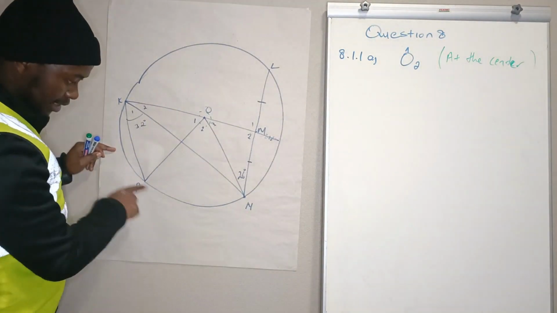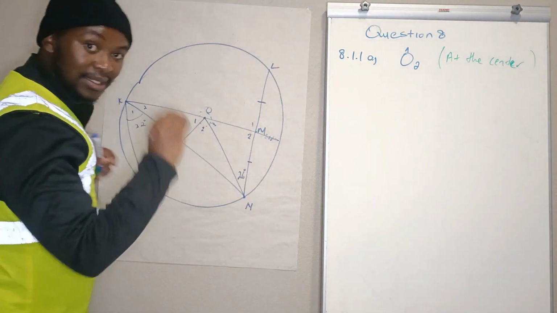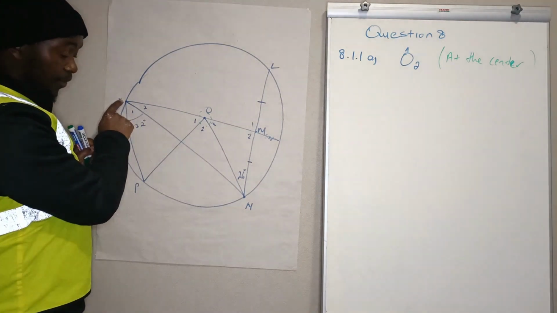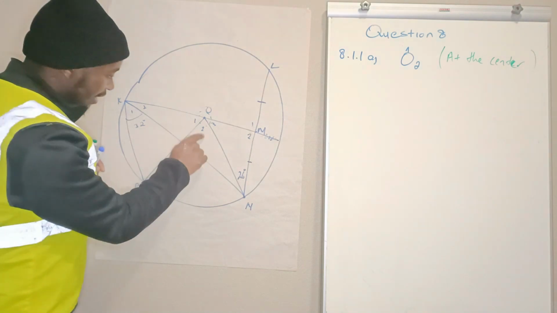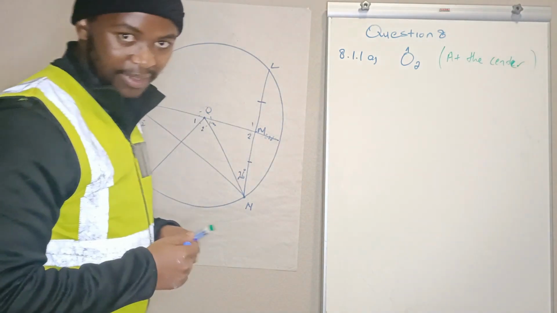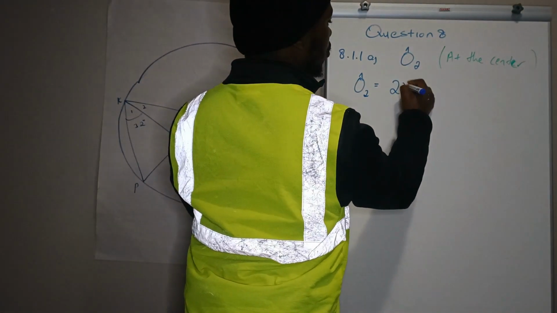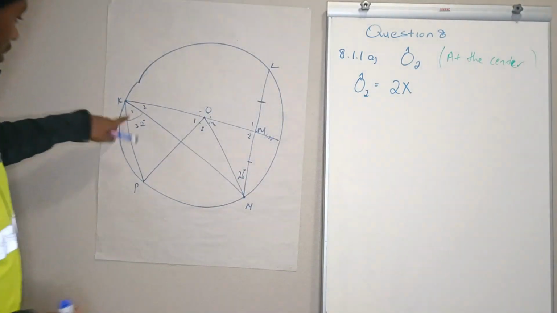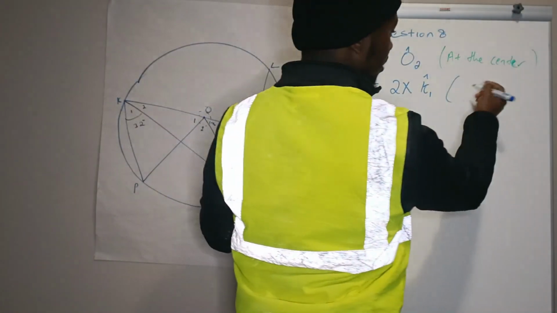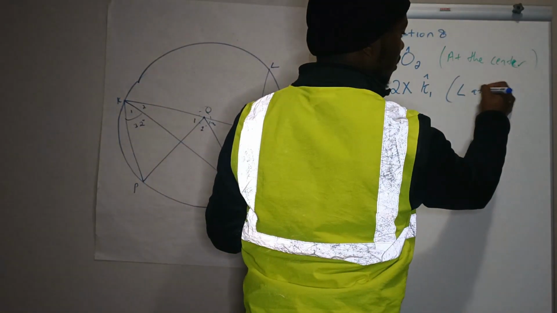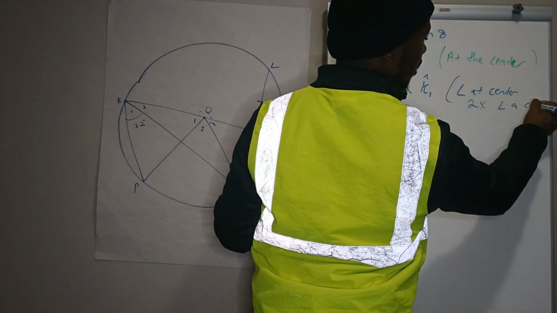You can see that this is the same arc that subtends this one. This angle is at the circumference. Most important part is at the circumference and is subtended by the same arc that subtends O2. So angle at the center is twice the angle at the circumference. O2 is equal to 2 multiplied by, so twice the angle at the circumference, that is K1. The reason: angle at center twice angle at circumference.